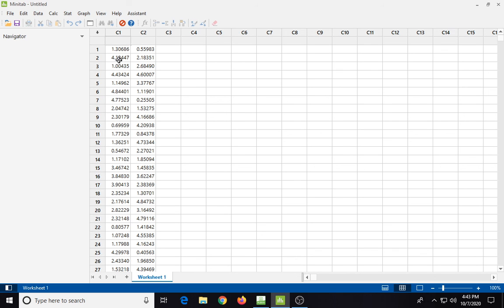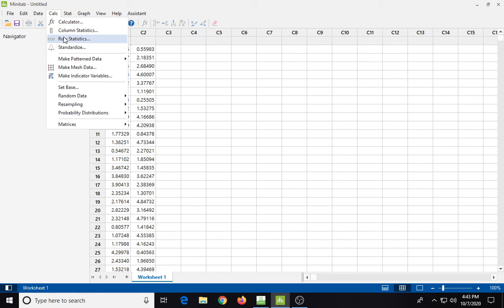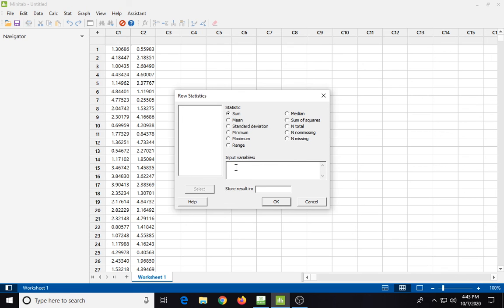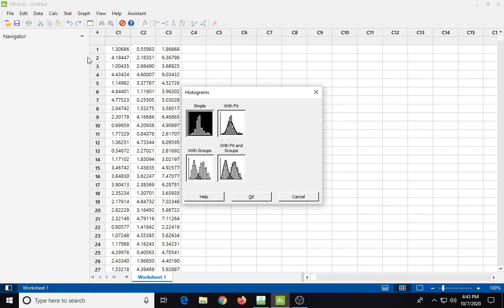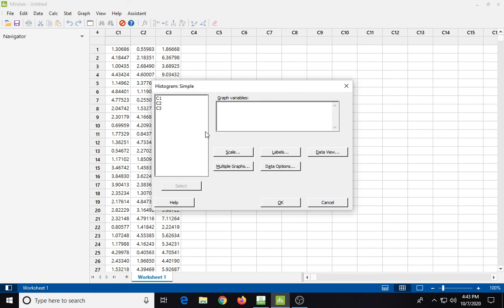I maybe have to wait 4 minutes for the first bus and 2 minutes for the second bus. And for C3, since I just want the sum, there's another way I can do this. I can just do the row statistics, take the sum of C1 and C2, and store the result in C3. Then I'm going to graph the histogram of C3 and we'll see what we get.